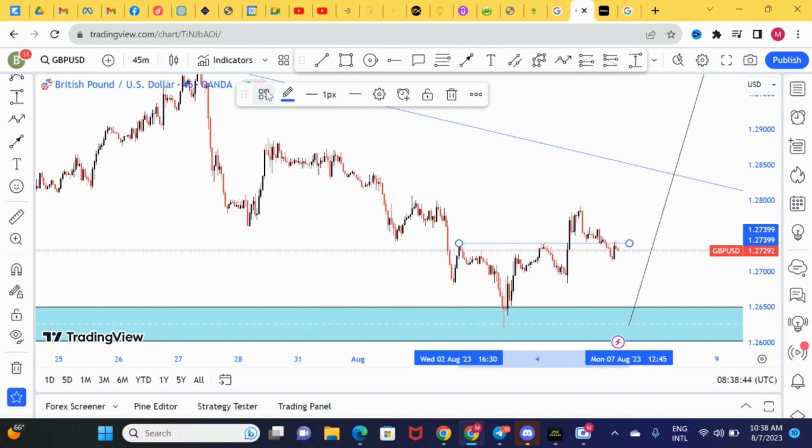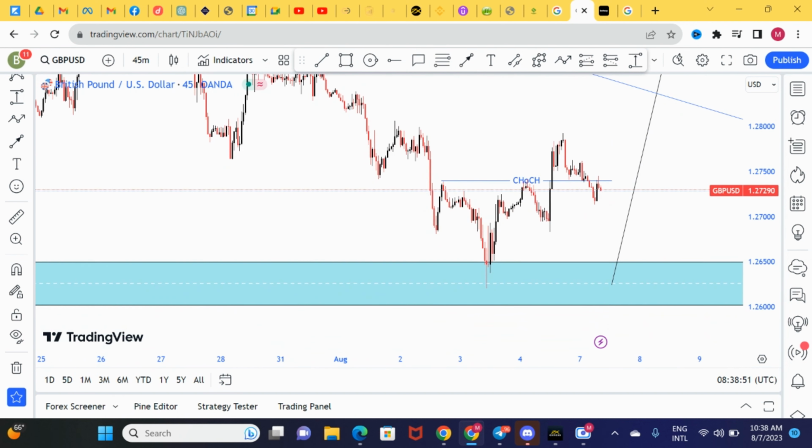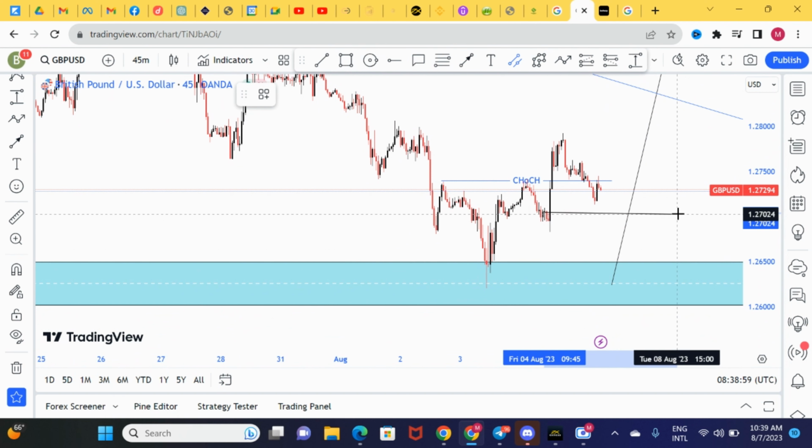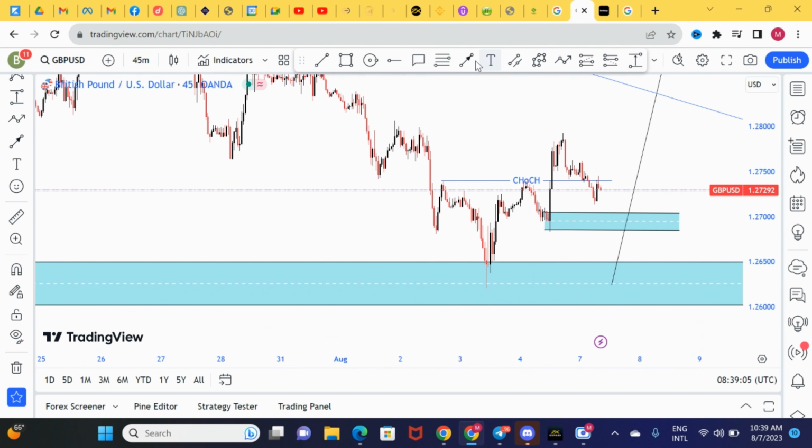Once it has broken that level, that's a change of character. Since it has broken that level, we need to wait for an area where it will test and then continue going up, right? One, we have this area. We can have this area as a potential area where it would reverse from. Right, let's just be able to see.